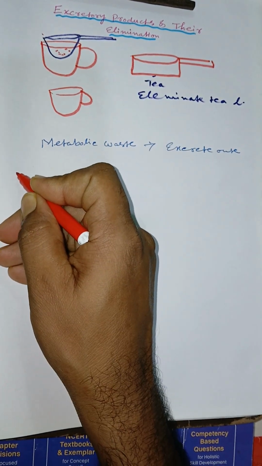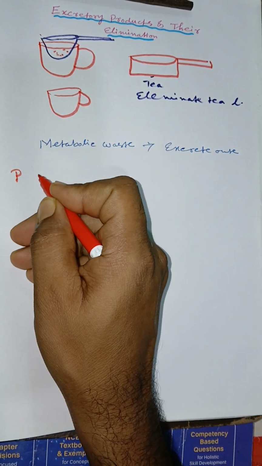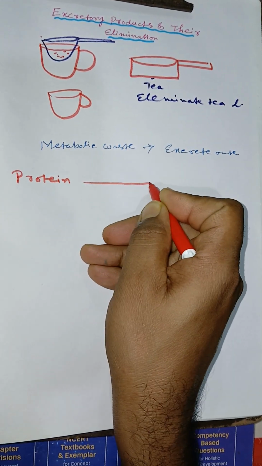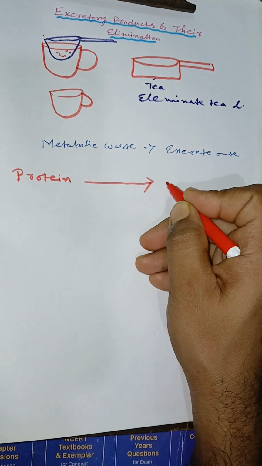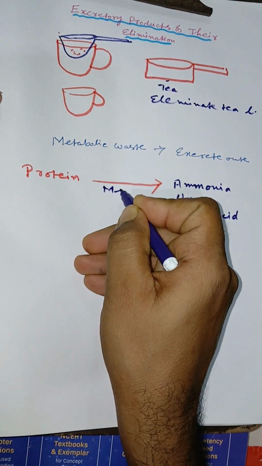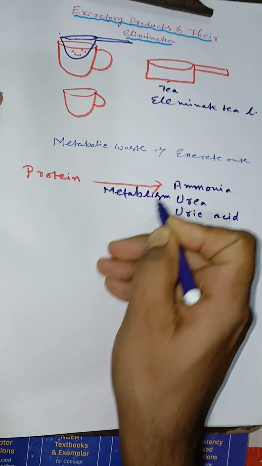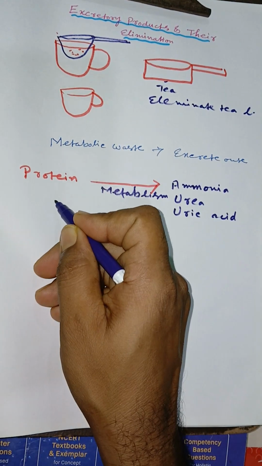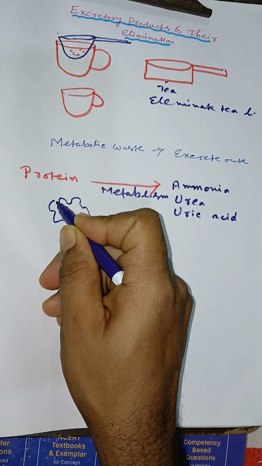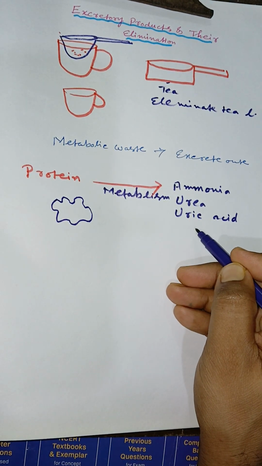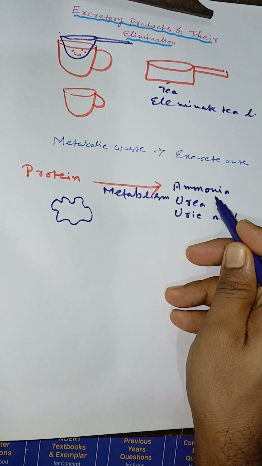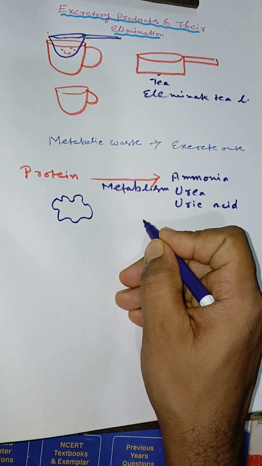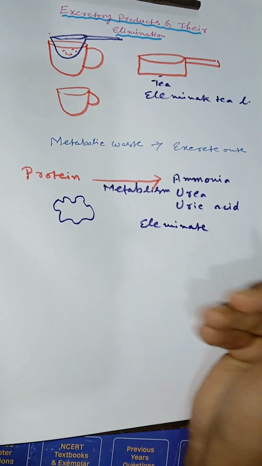Students, look at the protein we eat. We are talking about the nitrogenous waste product. After metabolism, the protein we have eaten is changed into three products: ammonia, urea and uric acid. This happens in our living cells. If this ammonia, urea and uric acid are deposited in our body, they cause harm, so we have to eliminate them from our body.